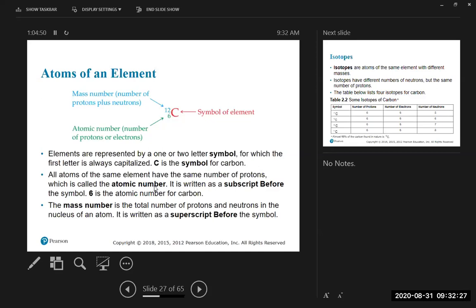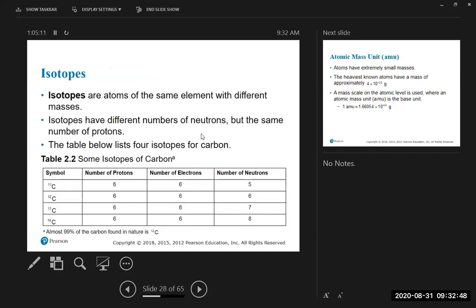So then we can get the number of neutrons by doing that subtraction of the atomic number from the mass number. This is something when we get to tests and quizzes on chapter 2, this would be the kind of thing you would be expected to know.